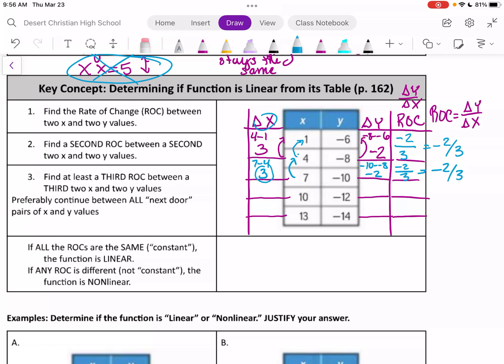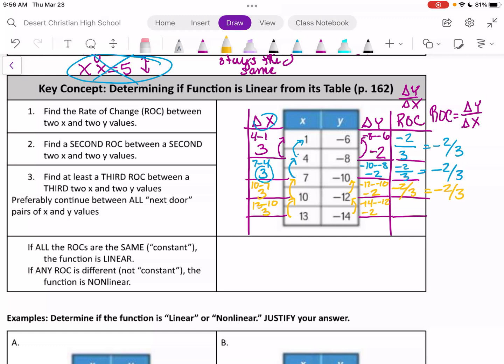Let's grab another color of pen. Go yellow. So bottom minus top, 10 minus 7. 10 minus 7 is 3. Negative 12 bottom minus top minus negative 10. I have to watch all those signs. Is negative 2, so delta y, negative 2, divided by delta x, 3, negative 2 over 3. It's looking good, but I still have to check the last one. Bottom minus top, 13 minus 10 is 3. Bottom minus top, negative 14 minus negative 12 is negative 2.